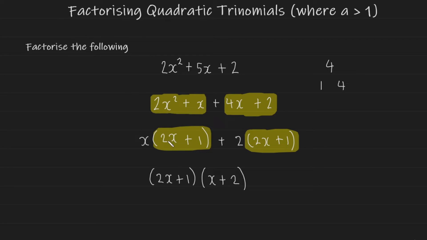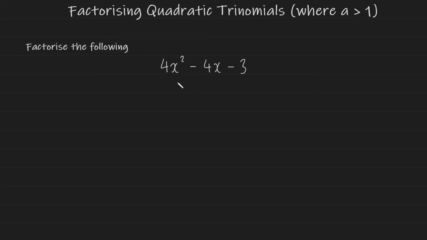Step 4 is to factorize the two left terms of this expression and the two right terms of this expression. And when I say factorize, I mean fully factorize them. And the final step, which you can do if these two brackets from step 4 are the same, is to rewrite these brackets as one bracket and to write the remaining terms, x and plus 2, as another bracket. And there you have it. Let's take a look at another example. 4x squared minus 4x minus 3.